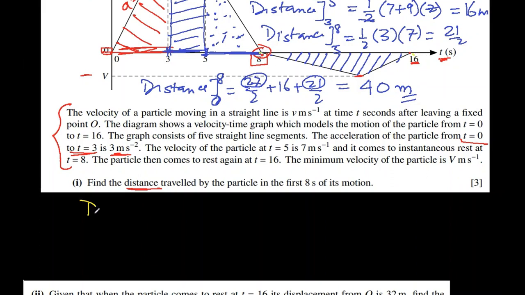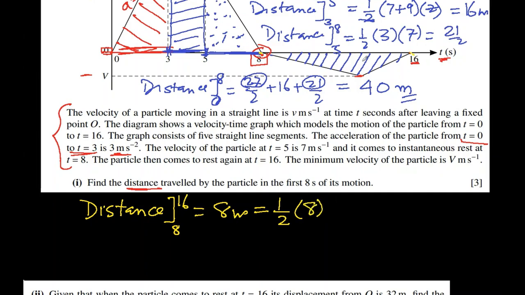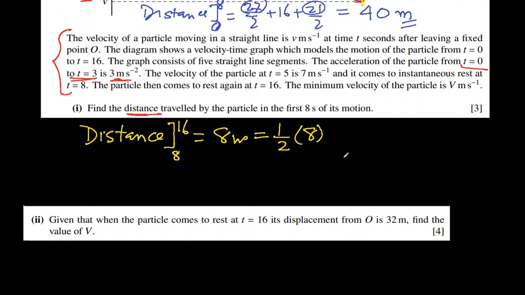Okay, so the distance from 8 to 16 is 8 meters. Yeah, we can call it distance, so equal to area of the triangle. Area of the triangle will be half base. Base is from 8 till 16, which is 8, times height. Height we don't know, and that's why they're saying find V, I think. Yes, they're saying find the value of V.